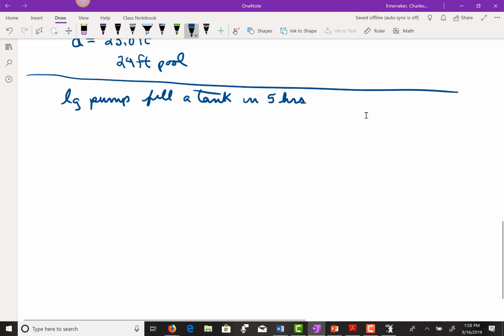You know these 5-gallon gas cans? They'll drink 7 of those every day without blinking an eye. And there's a small pump that'll fill the same tank. And because it's smaller, it takes longer. It takes 9 hours.